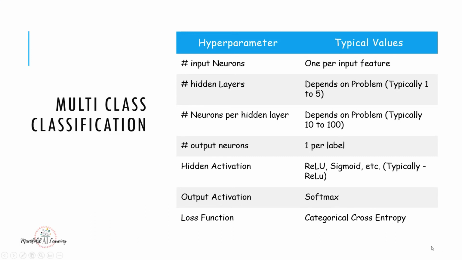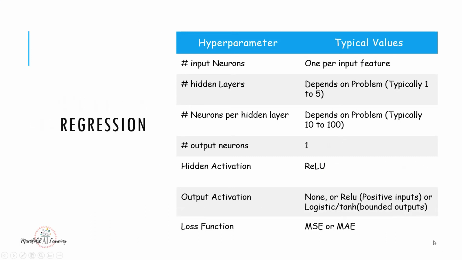And last but not the least, the common task is regression. Here, when I'm dealing with the task of regression, in my input layer, we'll have one neuron or one specific shape for each input feature. And in my hidden layers, it also typically ranges between 1 to 5, and the number of neurons per hidden layer would also typically range between 10 to 100. And the number of output neurons in the case of regression is 1. This is very important, guys. In case of the task of regression, we'll have a single neuron.